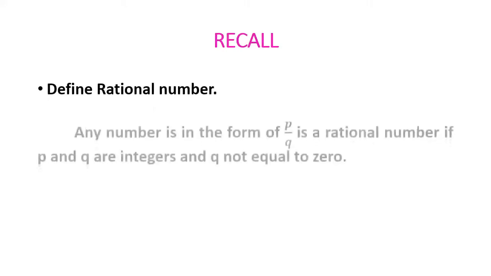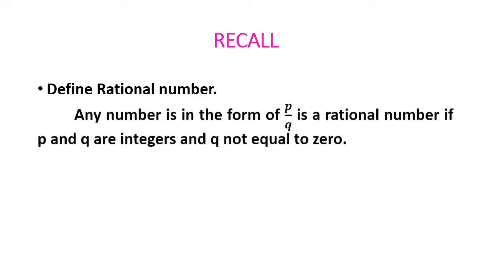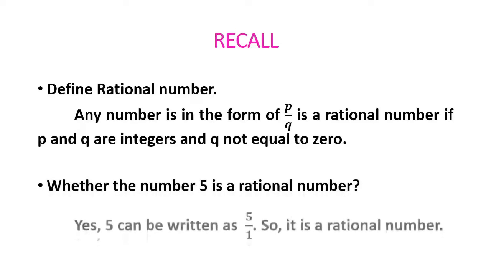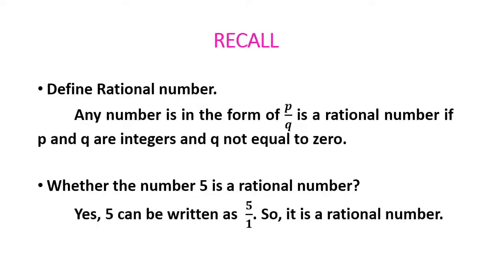Let us recall about what we have learnt in the previous session. Define rational number. Any number in the form of p by q is a rational number if p and q are integers and q not equal to 0. Whether the number 5 is a rational number? Yes, 5 can be written as 5 by 1. So, it is a rational number.